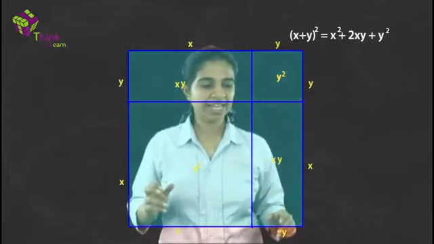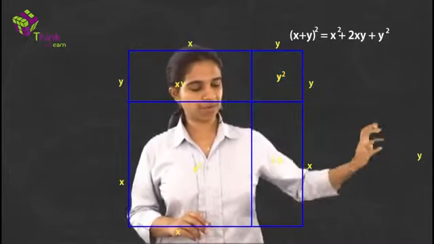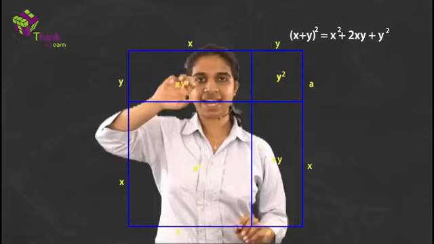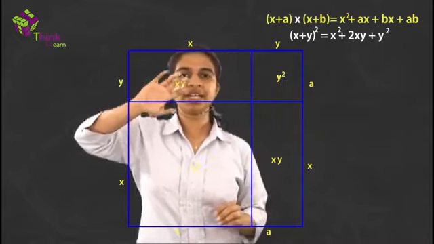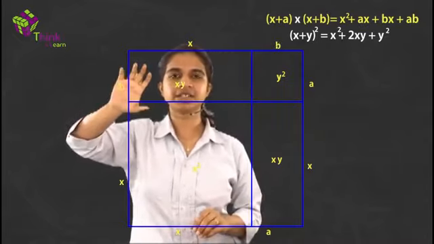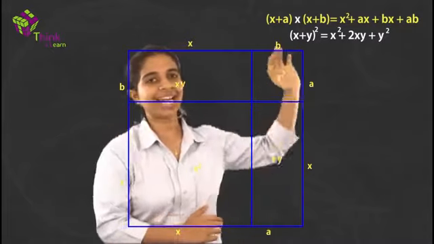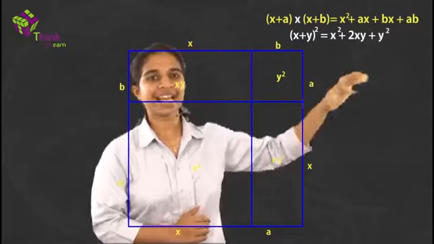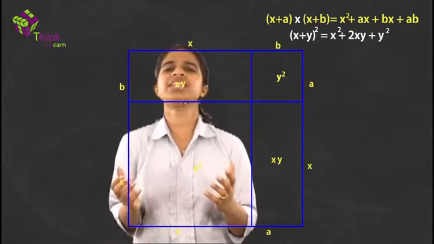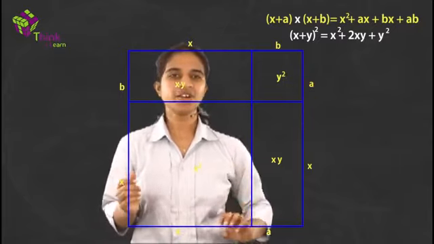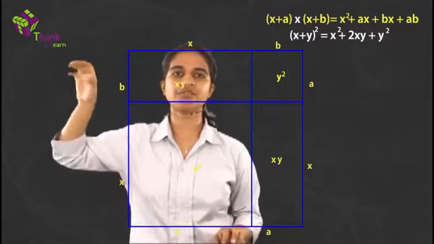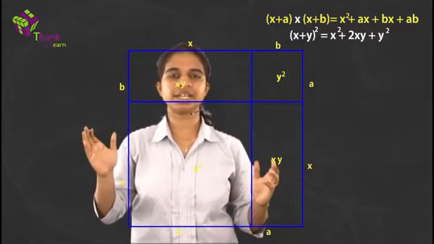Now, instead of y, if I have a here, so I'll remove y and put a here. So x plus a into x plus b. Instead of y here, I have b here. It's the same expression, right? When you start visualizing, you realize that x plus y the whole square and x plus a into x plus b is actually one and the same thing. There's no difference, right? Got rid of y, put a here, got rid of y here, put b here. It's the same thing, correct?